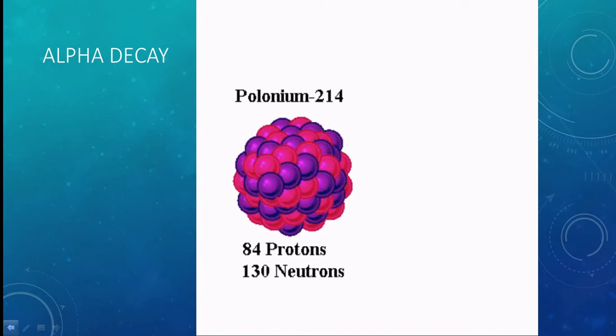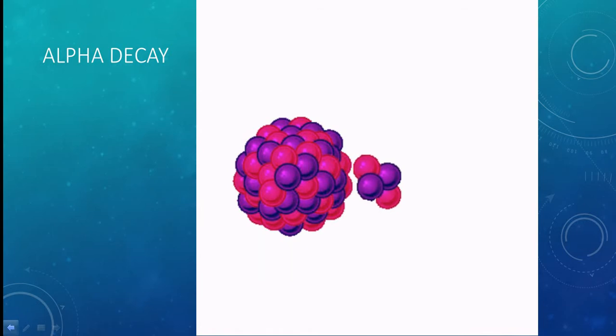The way this nucleus changes its configuration is by actually taking 2 protons and 2 neutrons and spitting them out of the nucleus. Once these protons and neutrons leave, the nucleus no longer has 84 protons because it spit 2 of them out. So it now only has 82 protons. Well, any nucleus that has 82 protons is a lead nucleus. So this is now lead, not polonium.